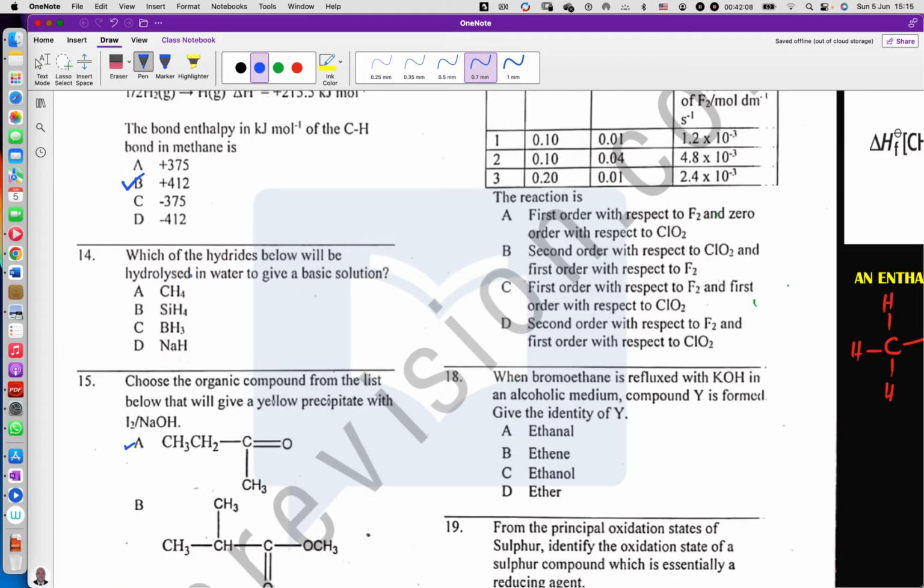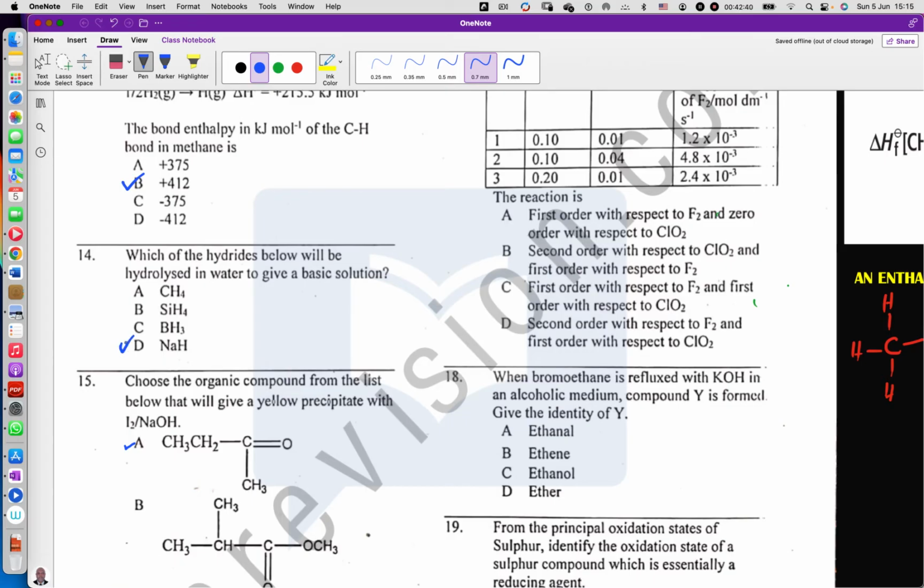Our second option, silicon hydride, is not right. Our third option, boron hydride, is not right. The next one is sodium hydride. The right answer is D for number 14, because there is sodium there. That is a basic solution. So we have a D there.